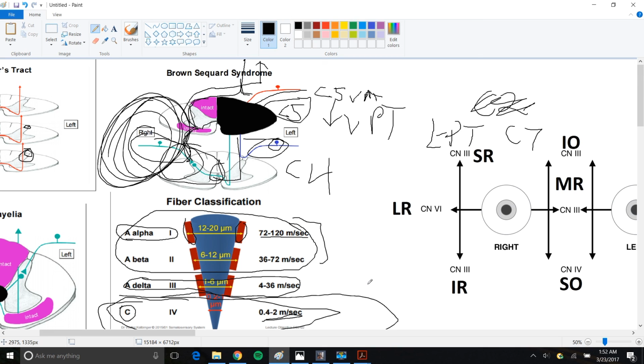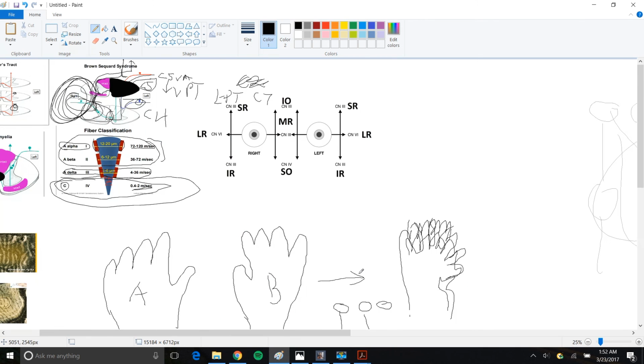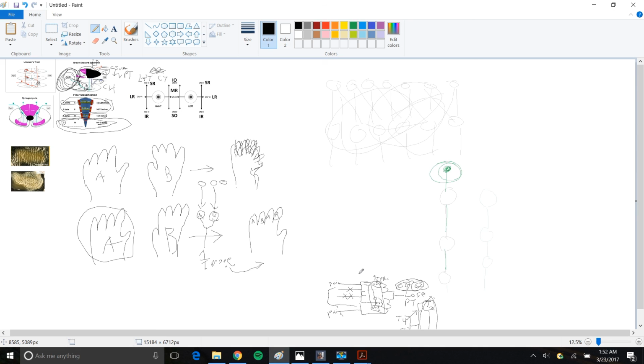So hopefully that helps understand all these kind of neuro-annoying concepts.